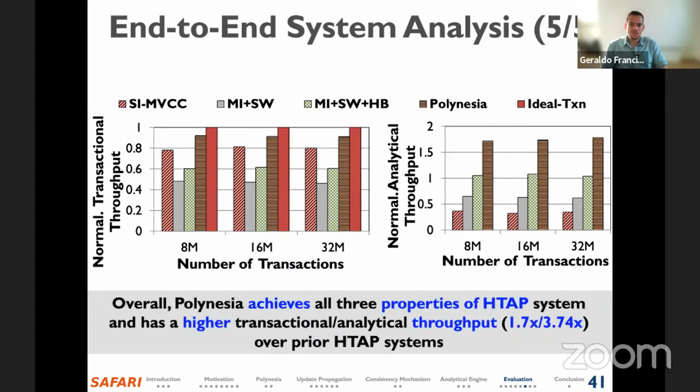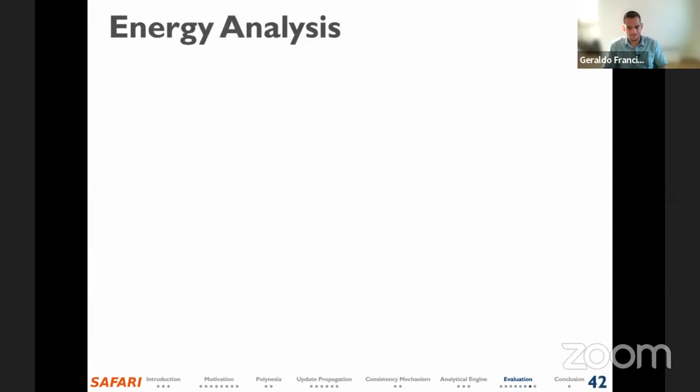To conclude, Polynesia provides 1.7 times the transactional and 3.74 times the analytical throughput of prior state-of-the-art HTAP systems, while achieving all of the three desired HTAP properties.